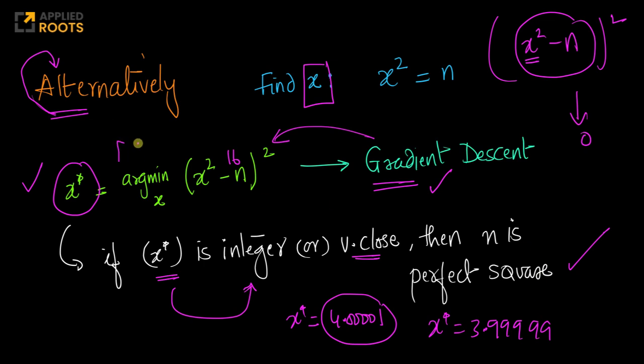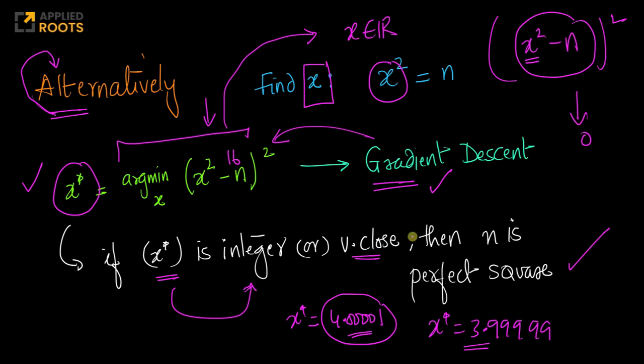Because remember, your gradient descent does not work only on integers. It finds some real value x. Imagine that your x can belong to any real value when you're solving the optimization problem. So whatever answer you get after a bunch of iterations of gradient descent, you're done. This is one approach of solving it.